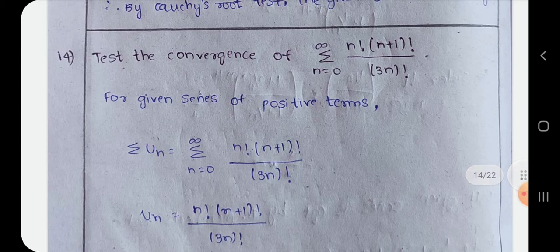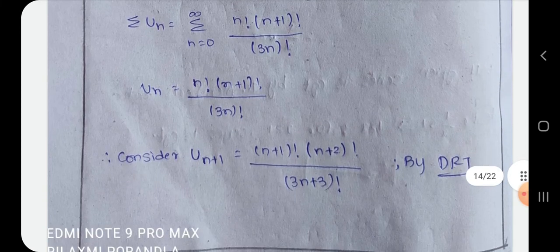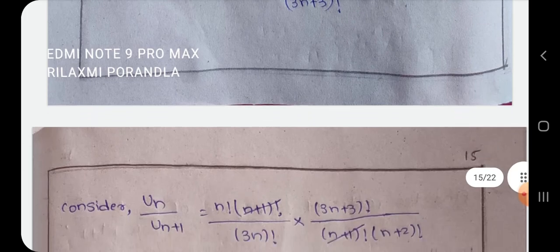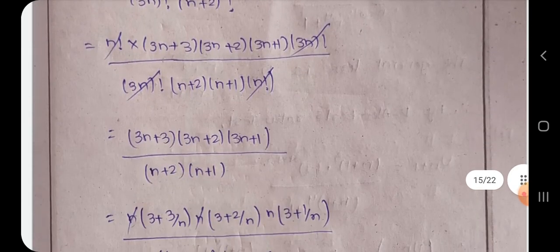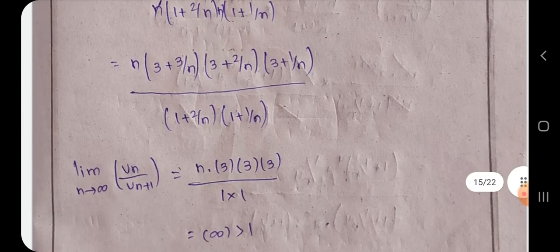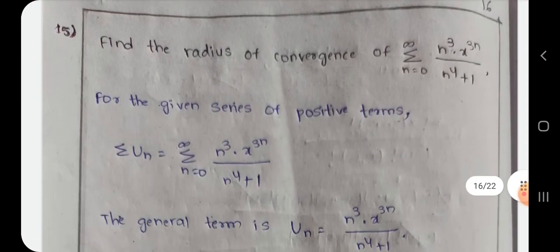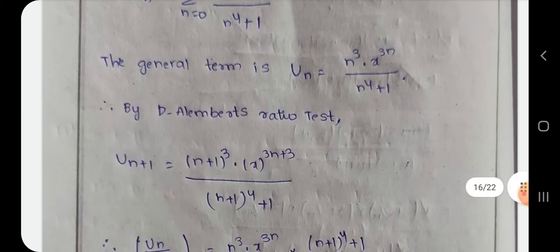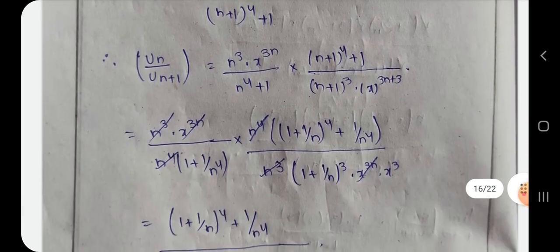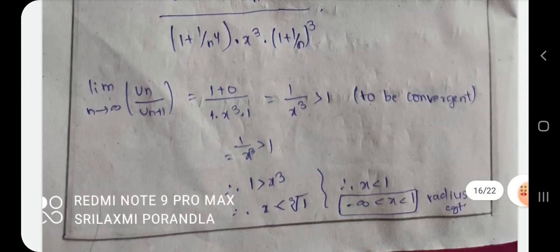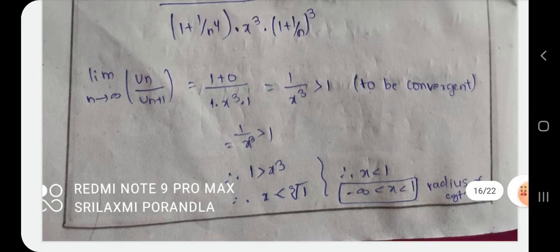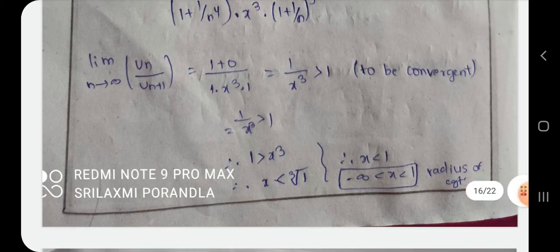So test the convergence of this. So here it is given, and better in that case you are applying D'Alembert's ratio test, and on making the simplification you are getting a value, which is infinity, that is greater than 1, it is convergent. For the 15th problem, you are finding the radius of convergence. Indirectly you are calculating the value of x. So better you take any of the methods. So here it is given D'Alembert's ratio test, and finally we got for limit answer 1 by x cube, so that it should be greater than 1 to be convergent.